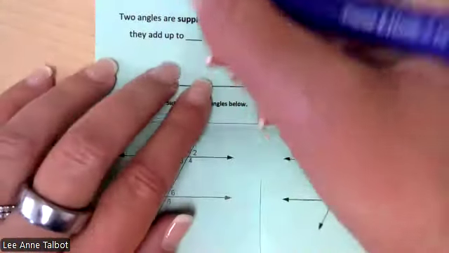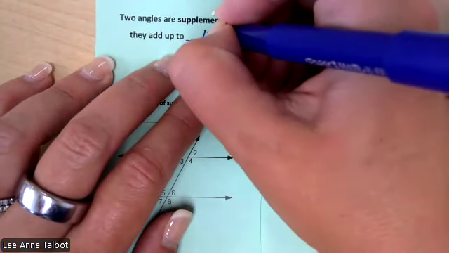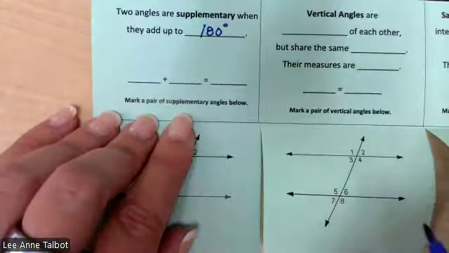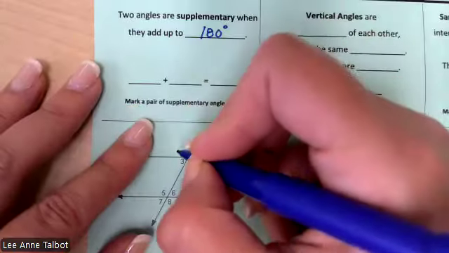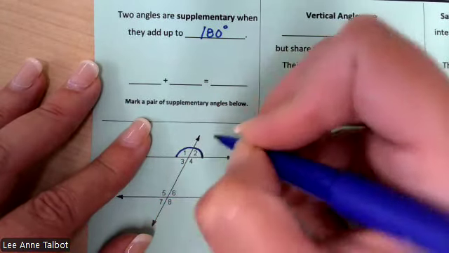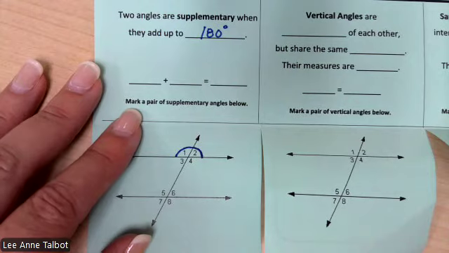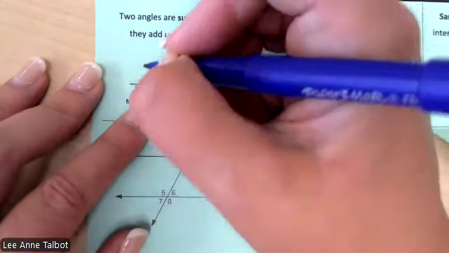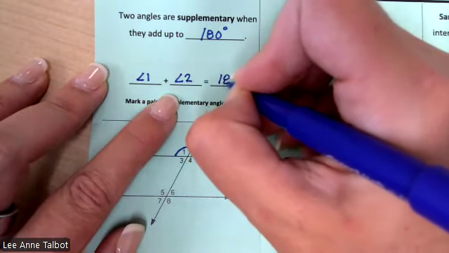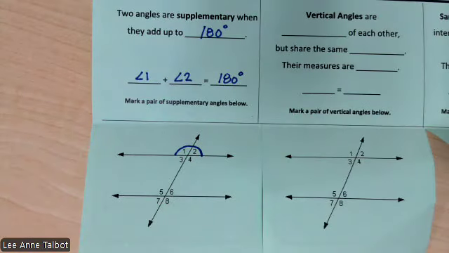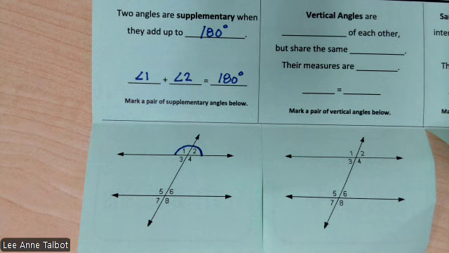Okay, supplementary. Two angles are supplementary when they add up to 180 degrees. Beautiful. Okay, so there's a lot of supplementary ones on here. Let's choose 1 and 2. Angle 1 plus angle 2 equals 180. And I like to draw that little arc on there because it reminds me that it's half a circle. And a circle is 360, so half a circle is 180. Okay, next one.